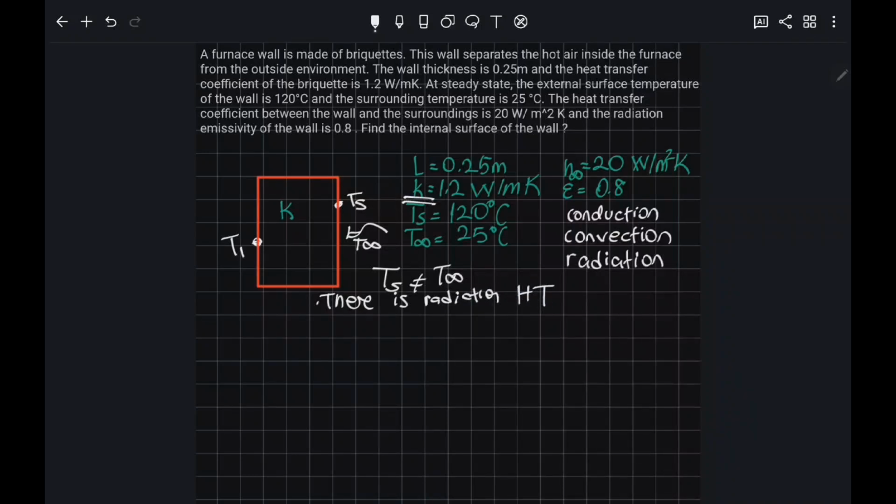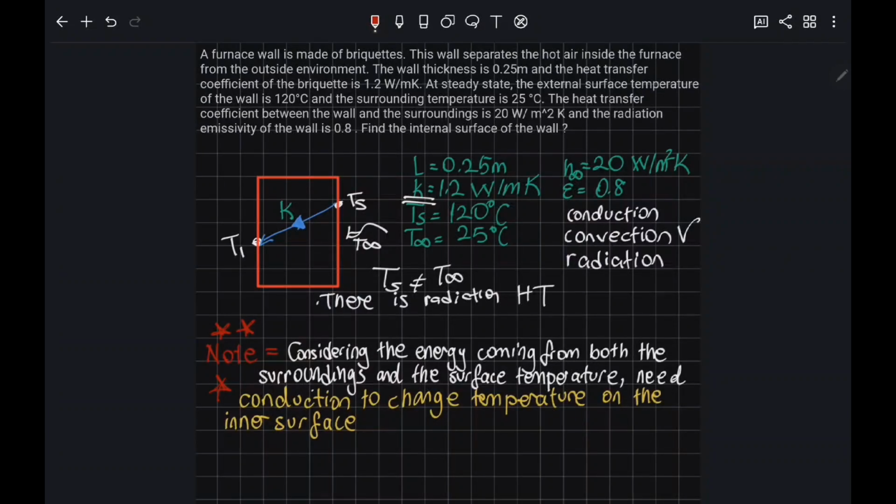I also have a convection coefficient between the wall and the surroundings. In other words, there is also convection heat transfer. Can I think like this? Considering the energy coming from both the surroundings and the surface temperature, it needs conduction to change the temperature on the inner surface. This is so important to understand here. Please note this.